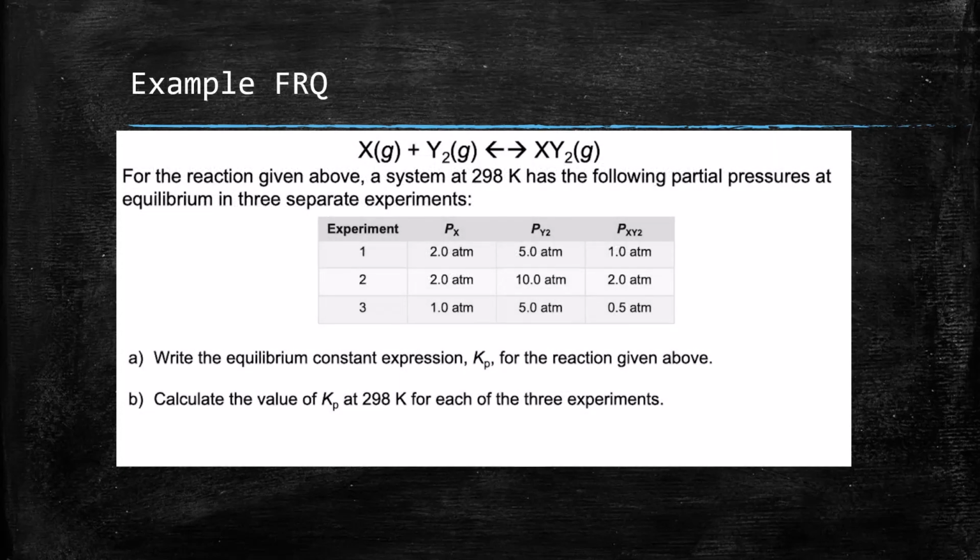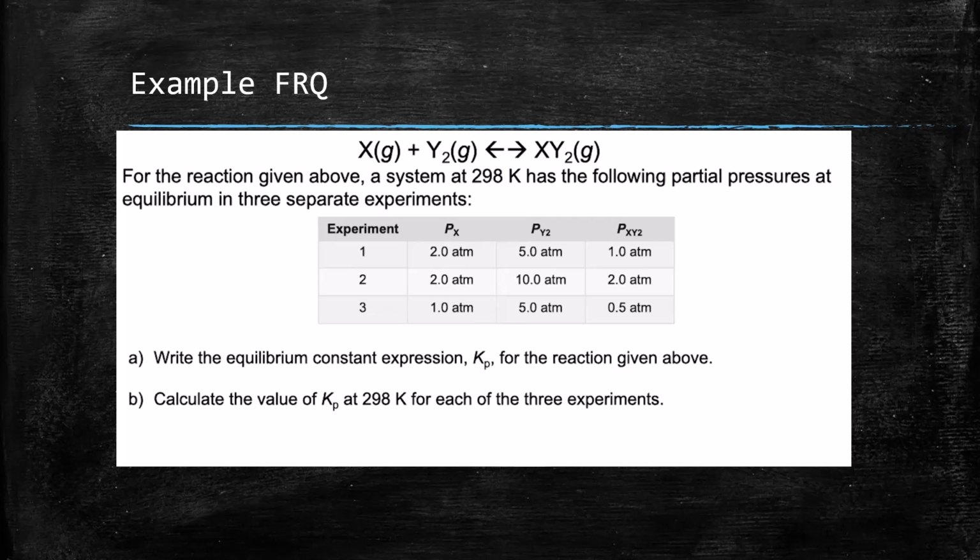So let's go ahead and look at an example FRQ. We have a reaction X plus Y2 gives us XY2. For the reaction given above, a system at 298 Kelvin has the following partial pressures at equilibrium in 3 separate experiments. So it gives us experiment 1, experiment 2, and experiment 3, and it gives us the partial pressures of the reactants and the products in those experiments. It says write the equilibrium constant expression Kp for the reaction given above.